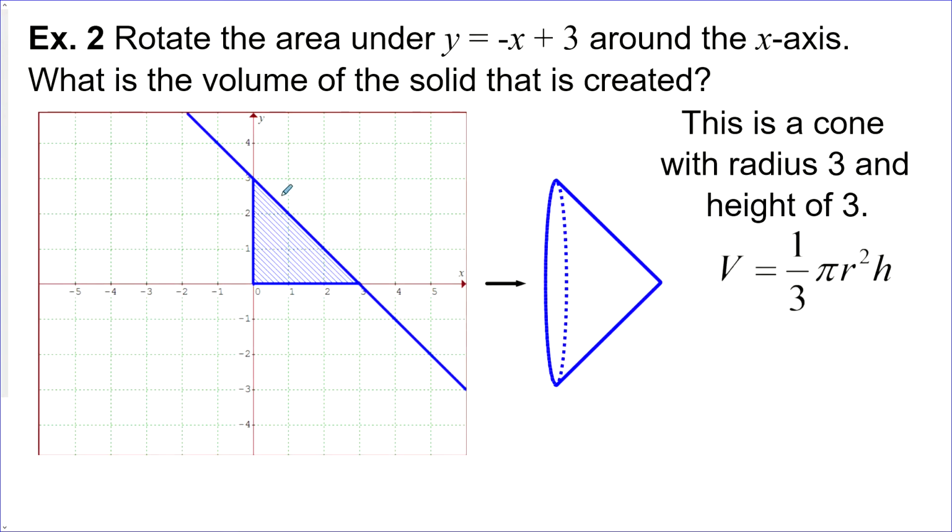Rotate the area under y equals negative x plus 3 around the x-axis. When we do that, we're going to create a cone. And we want to find the volume of this cone. And we know the volume of a cone is 1/3 pi r squared h. So we can find the volume. 1/3 pi, the radius is 3. And the height of this cone is also 3. And this would be 9 pi units cubed.